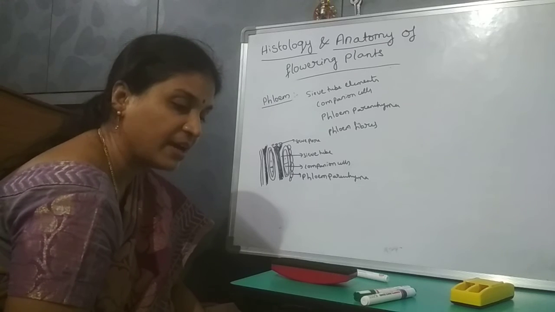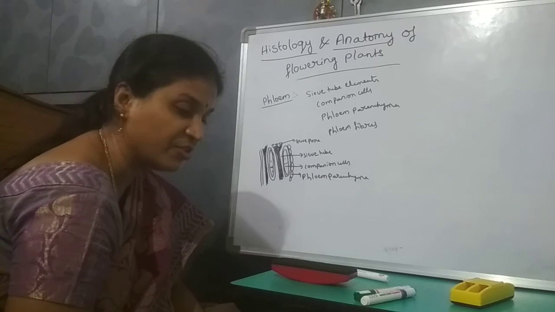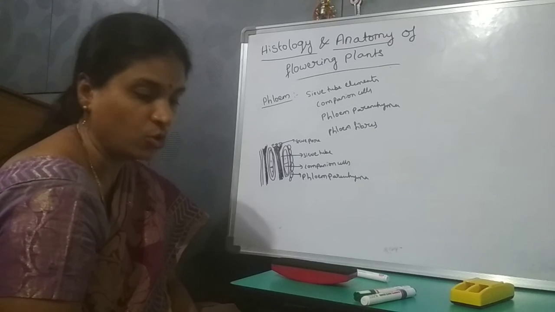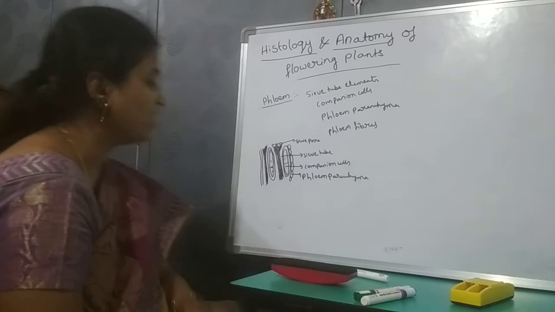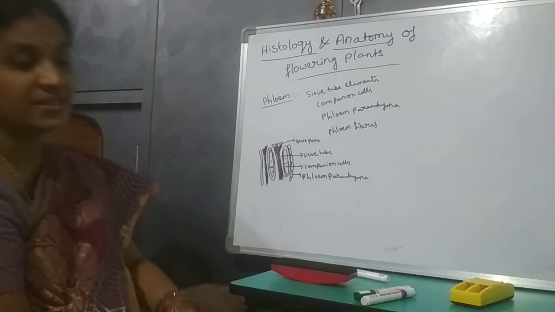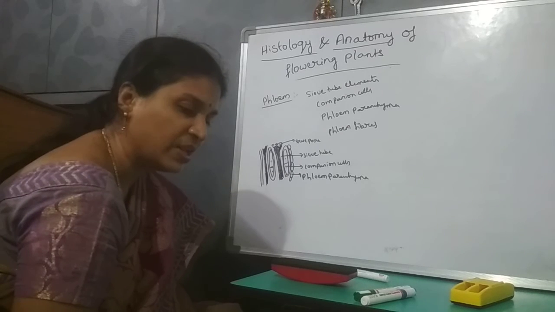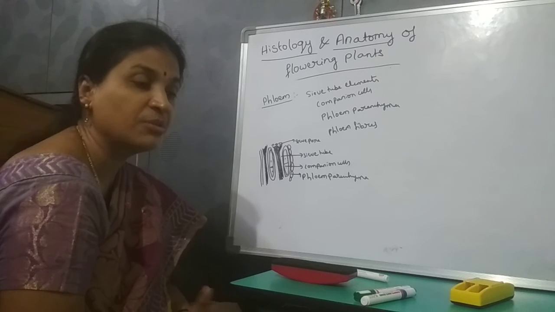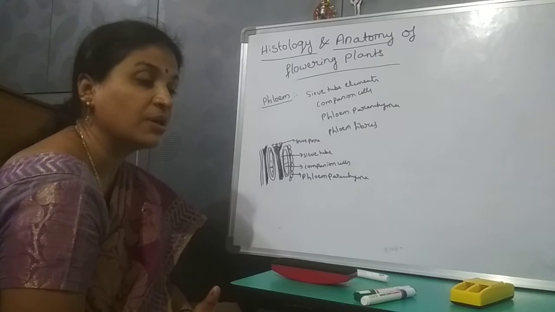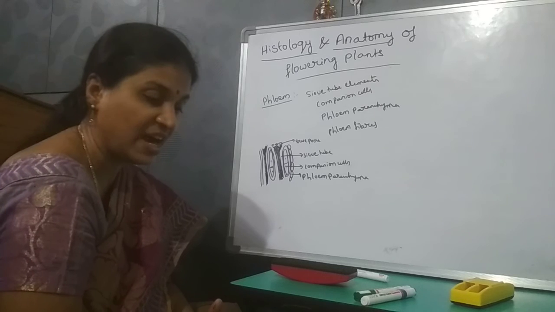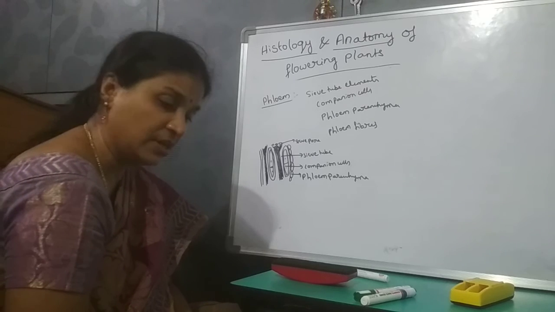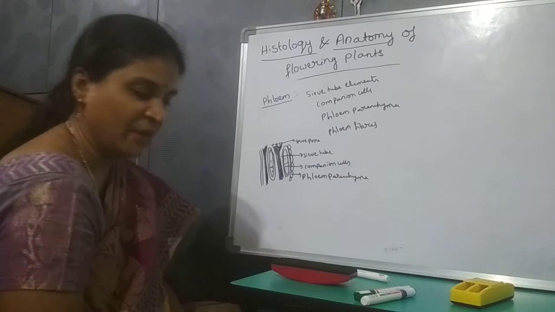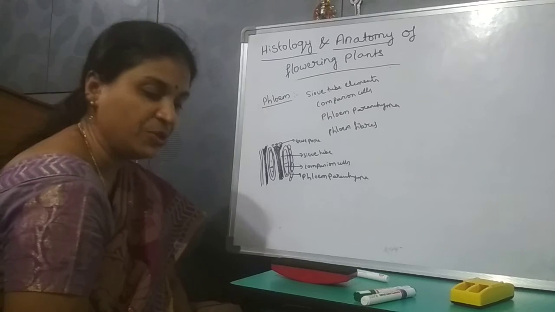Then phloem parenchyma are elongated and tapering cylindrical structures. This phloem parenchyma is totally absent in monocotyledons. Then phloem fibers, the bast fibers, are sclerenchymatous cells, and commercially they are used. The phloem fibers of jute, flax, and hemp are useful.